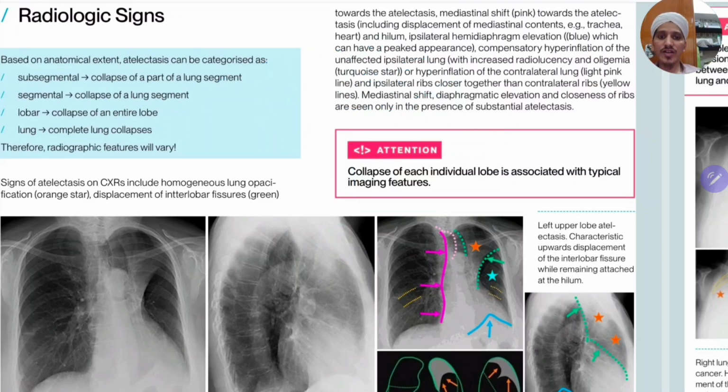But one thing you need to remember is an important feature. Collapse of each individual lobe is associated with typical imaging features. To see the typical features of collapse, at least one lobe of the lung should be involved. So there should be a lobar collapse. You can appreciate the features of collapse properly when there is a lobar collapse.